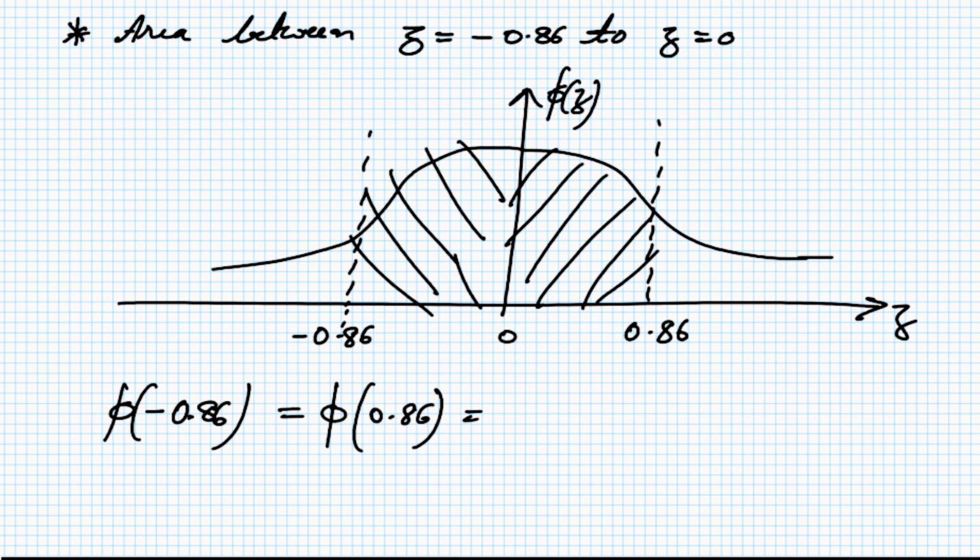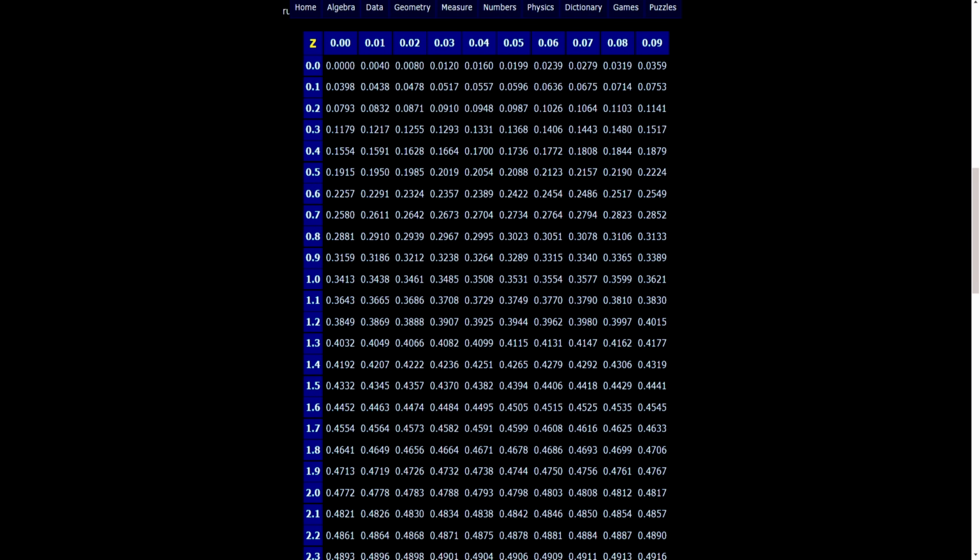I think most of the answers you have given here are correct. 0.3051 is the correct answer. Let me go back to the table. Just see here: my intention is to find 0.86. Minus 0.86 is not there, so I am supposed to find the positive value. So 0.8 here and 0.06 here. That value, whenever you want to find it, is 0.3051.